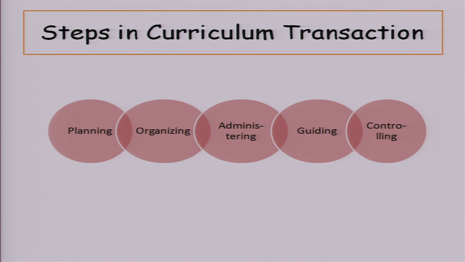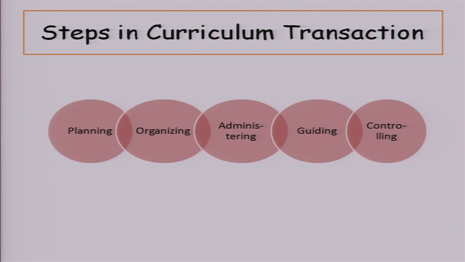The first one, planning, next organizing, next administering, then guiding, and the last one, controlling. So these are the various steps of curriculum transaction. Let us have a look at each step. First one, planning. Planning means we have to plan any concept or what type of course we have to select. That is an important thing in curriculum transaction.